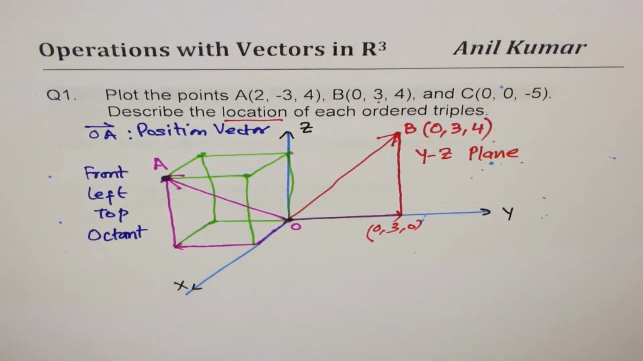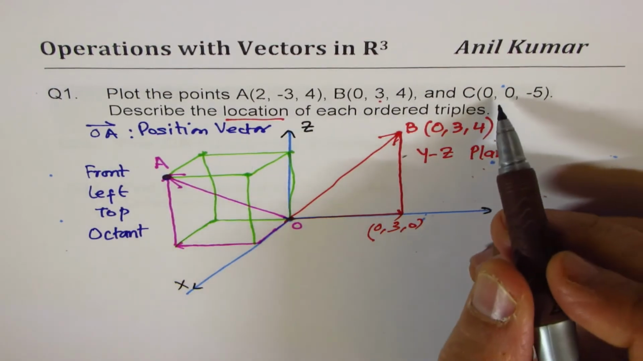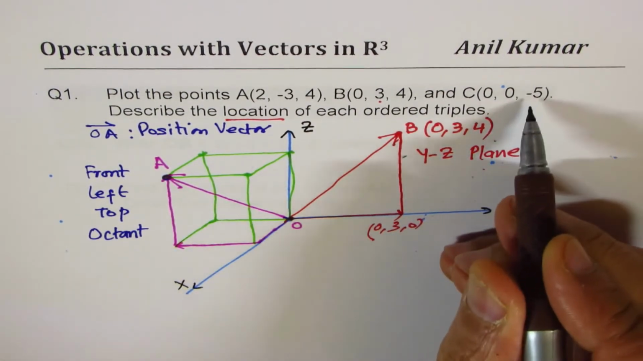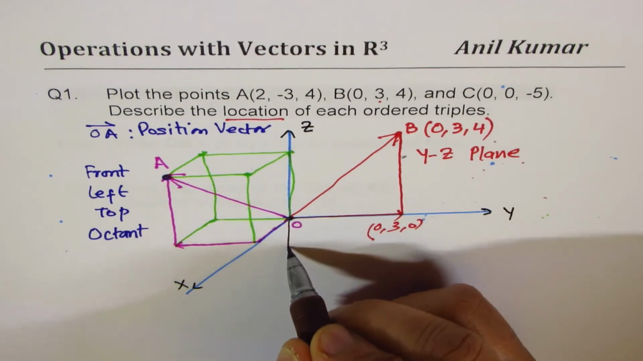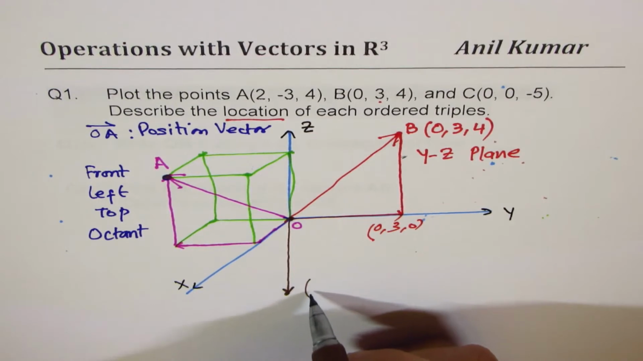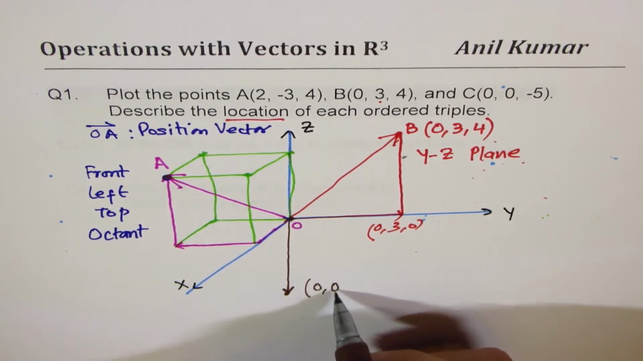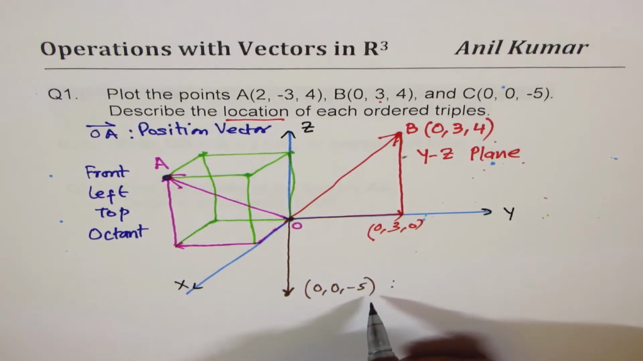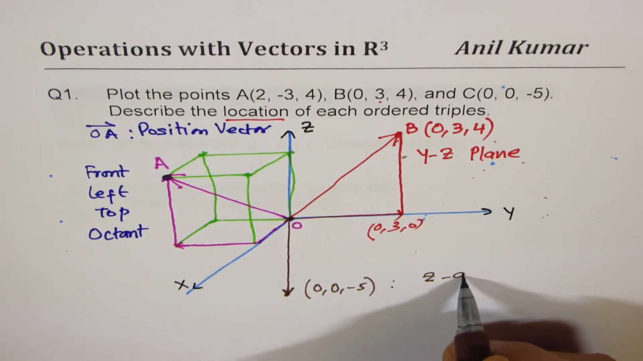The last point here is point C, which is 0, 0, minus 5. So 0, 0, minus 5 means we are not moving along X or Y, but we are going down by 5 units. And this point here will be treated as 0, 0, minus 5. And this point is located where? On Z-axis.